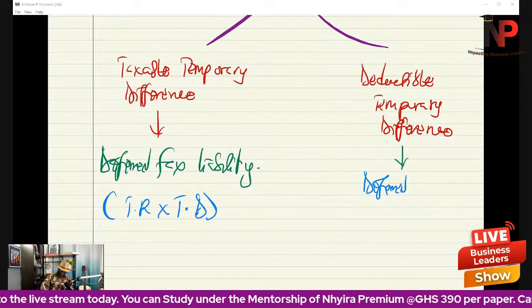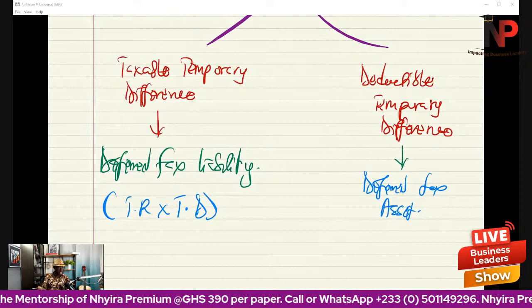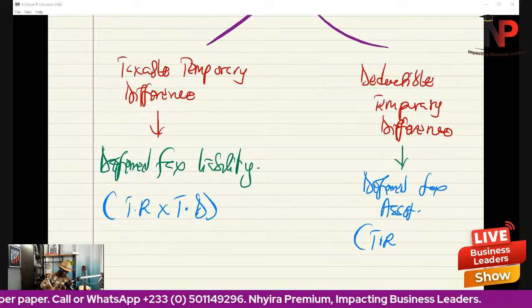Does that make sense? It's what results in a deferred tax asset. And again, that is the same thing as the tax rate multiplied by the temporary difference that you had.